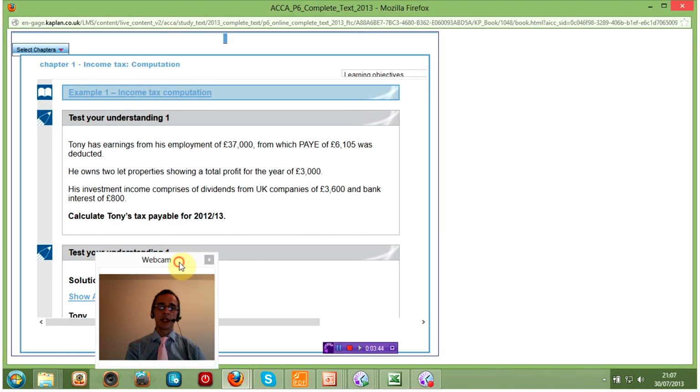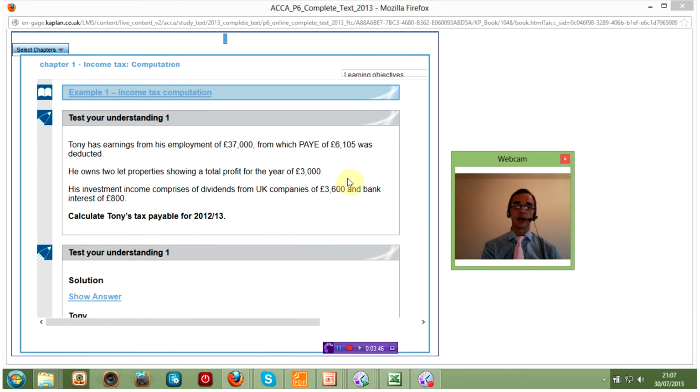It's a test your understanding question, and we're asked to calculate an individual's tax payable for 2012-2013. That will be the relevant year for this year's December exam. Tony has employment income and he has PAYE deducted from that income. He also owns a couple of properties from which he has £3,000 income, and then some investment income in the form of interest and dividends.